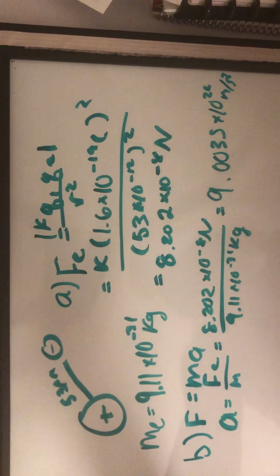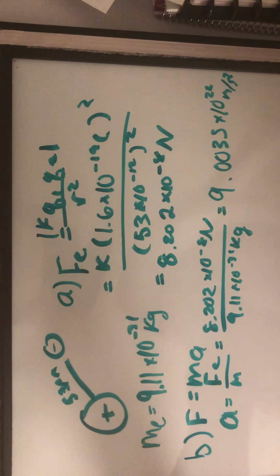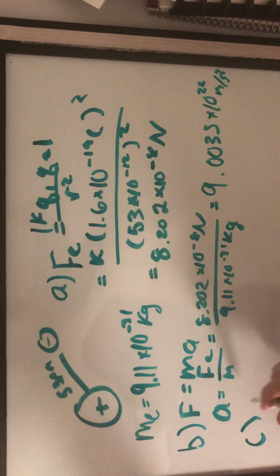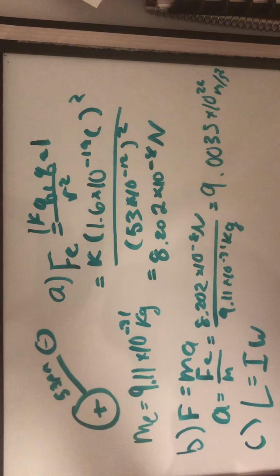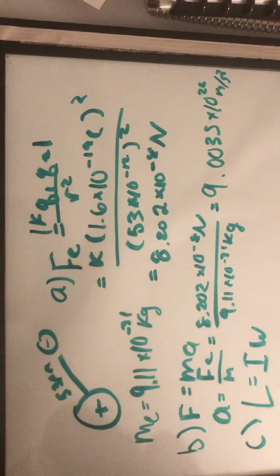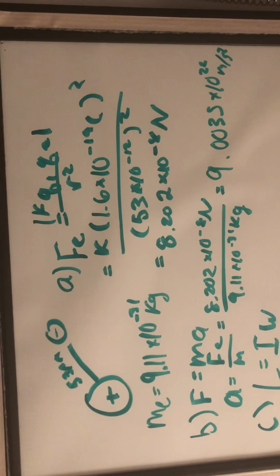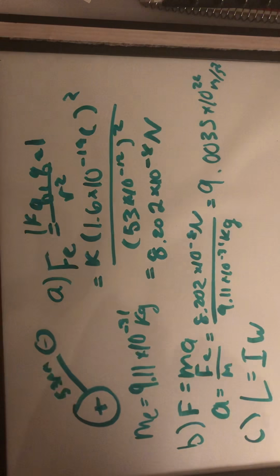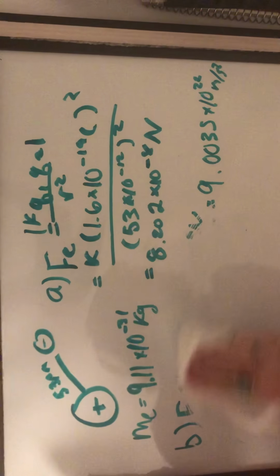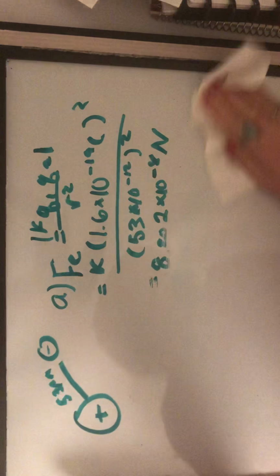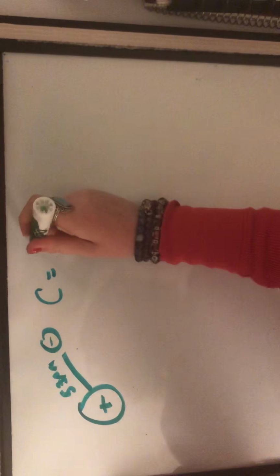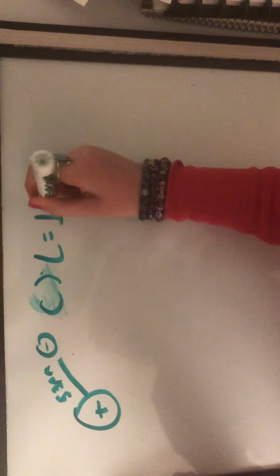And then for C, we are asked to find its linear momentum. As we know, linear momentum is equal to I omega. And I'm going to erase the board before I do this. So we're going to start here. For question number C, linear momentum is equal to I omega.